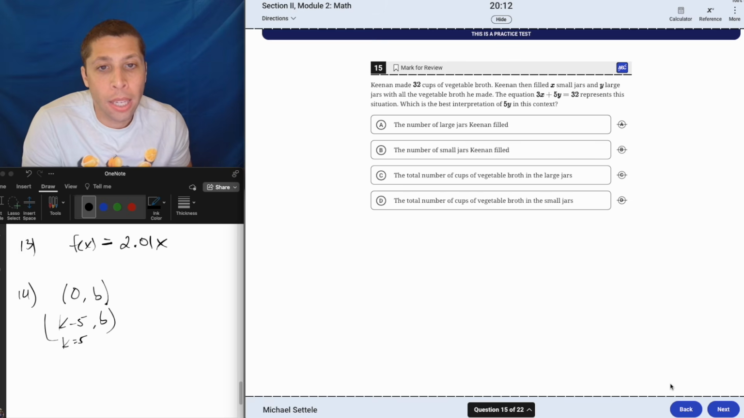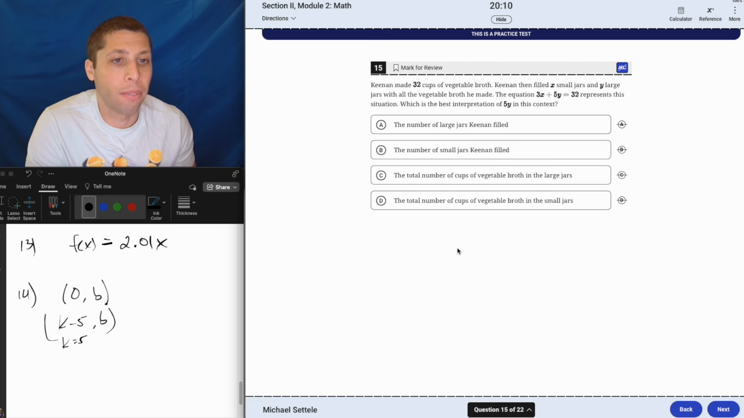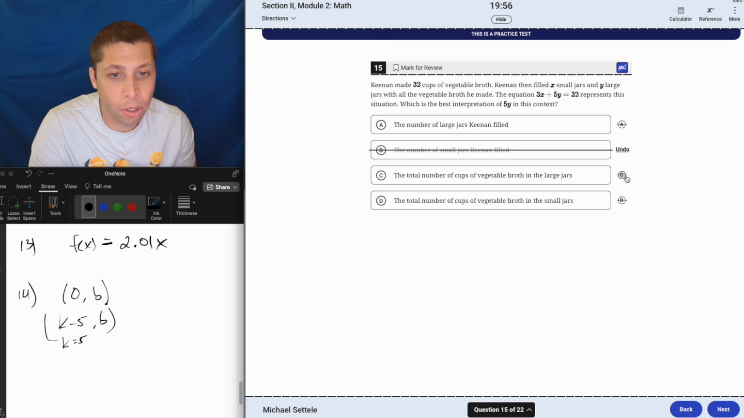Keenan made 32 cups of vegetable broth. Keenan then filled x small jars and y large jars with all the vegetable broth he made. The equation 3x plus 5y equals 32 represents this situation, which is the best interpretation of 5y. So y has to do with the large jars. If it's not about the large jars, I don't care, right? So 5y, y is the number of large jars.